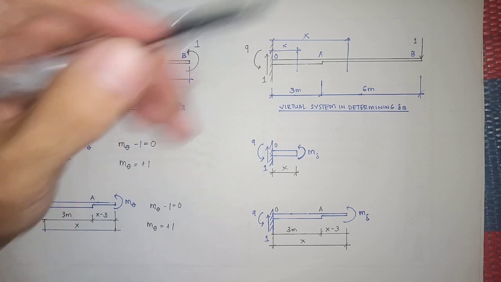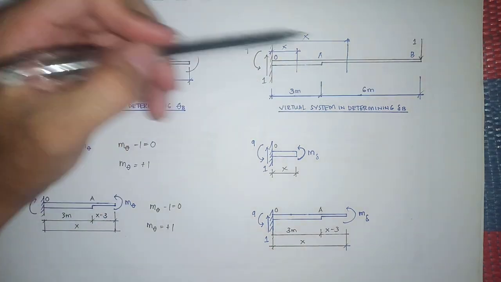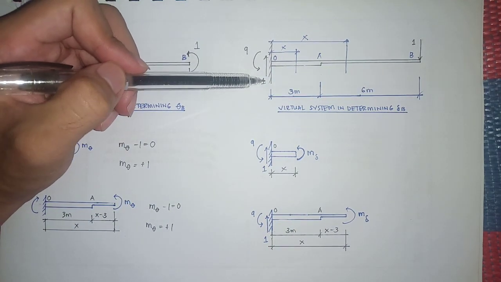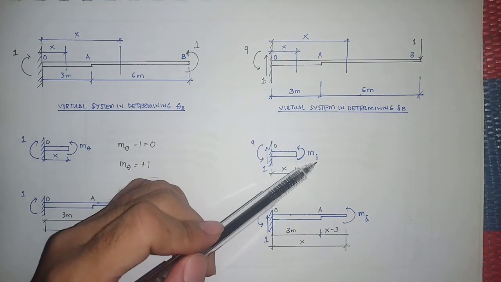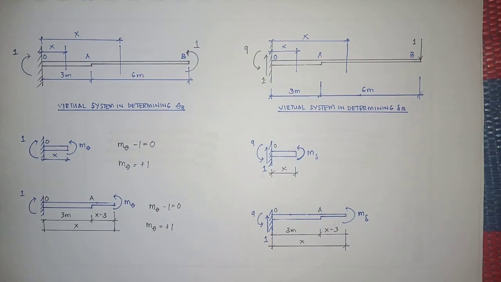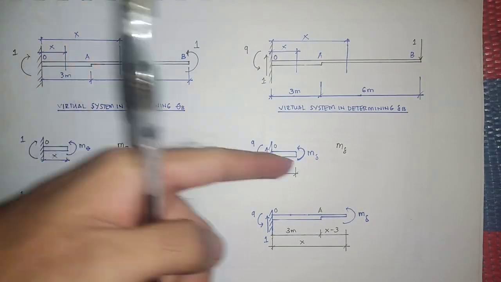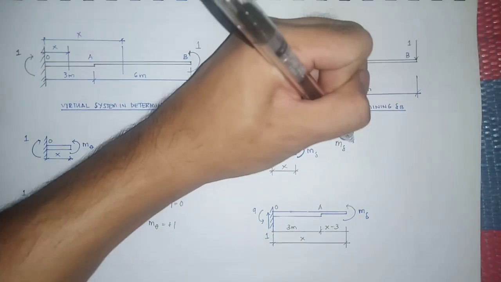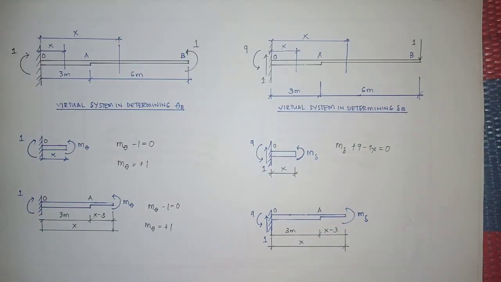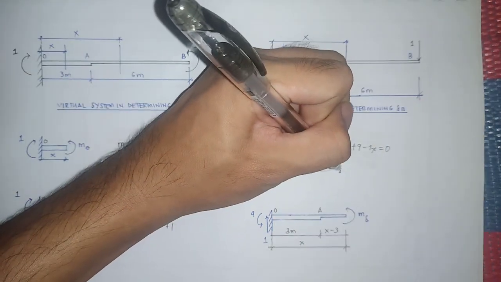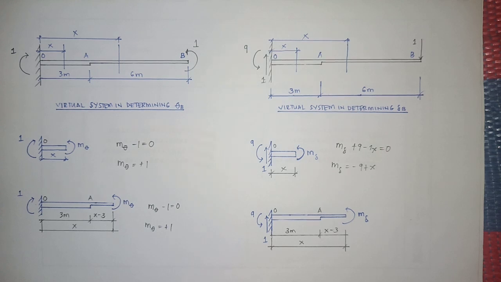For the deflection naman, naglagay tayo ng 1 unit load, concentrated load pababa, dun sa point B. So that magre-react yung fixed support dito, may 1 dito, and may moment na 9. So, nilagyan ko lang ng subscript na delta to indicate that this is for deflection. So, what is m sub delta? M sub delta plus 9 minus 1 times x equal to 0. Alright? So, m sub delta is equal to what? Negative 9 plus x. That's for segment OA.